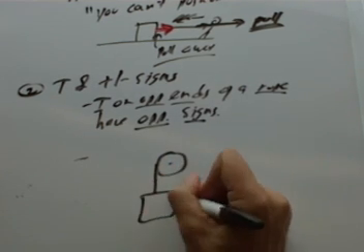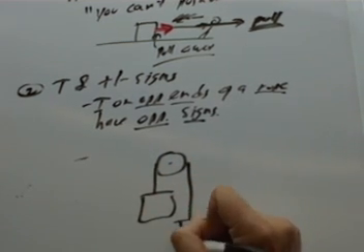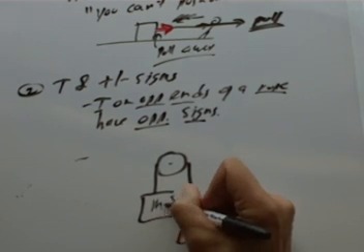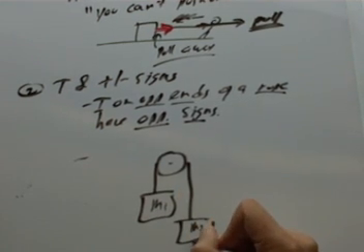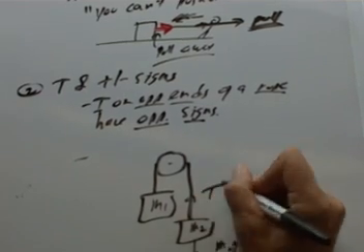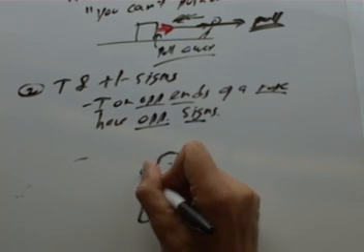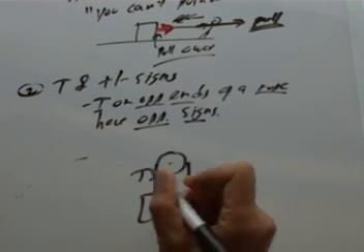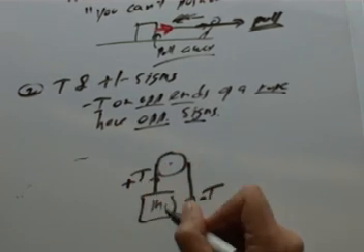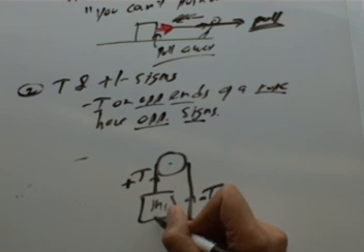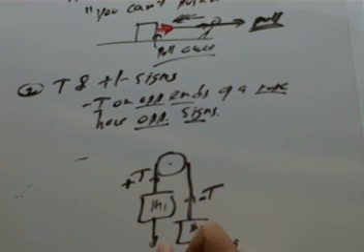So here's the Atwood machine once again. Here are the 2 blocks. This is an M1 and this is an M2. So here is an M2G and here's a T up. We call this positive and that negative. Here's a T up over here again. If this is a positive, negative T over here, this has to be a positive T on this side. Opposite ends of the rope have opposite signs on the tension. And this is also going to be a minus M1G. There's its weight down.